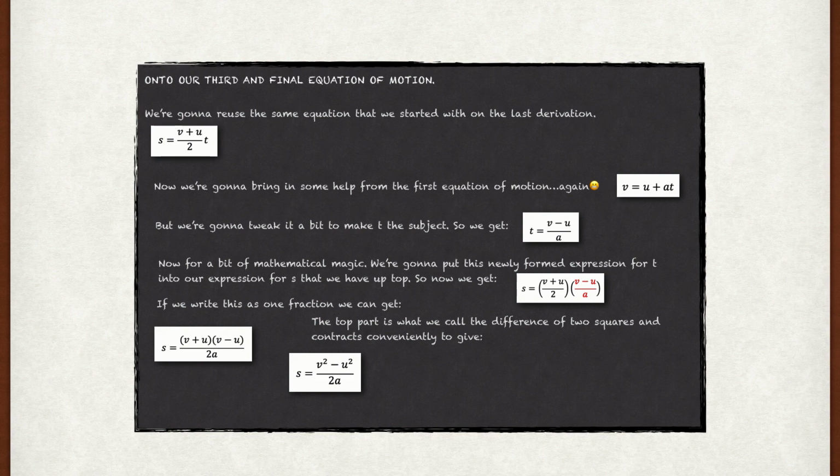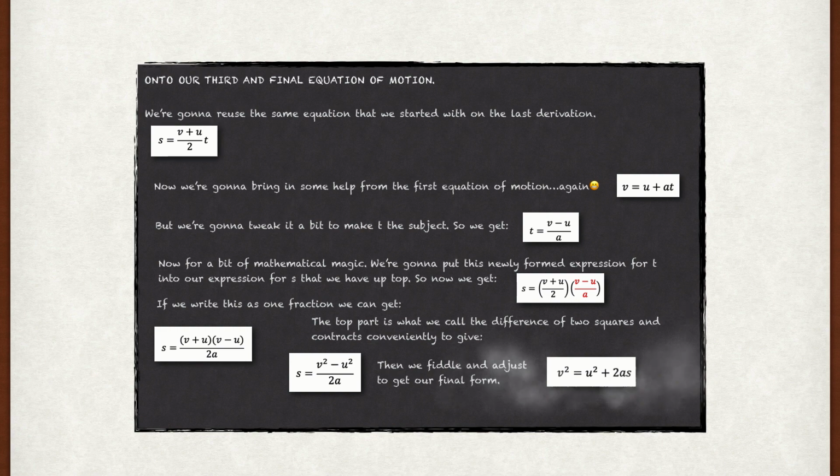So whenever you have a sum of something multiplied by a difference of the same two things, we get the difference of two squares. So in general, a plus b multiplied by a minus b gives us a squared minus b squared. Or in this case, v plus u times v minus u gives us v squared minus u squared. And we just write about the denominator, which is 2a. Then finally, we fiddle around and adjust to get our final form. And that is that v squared is equal to u squared plus 2as. And this is our third and final equation of motion.